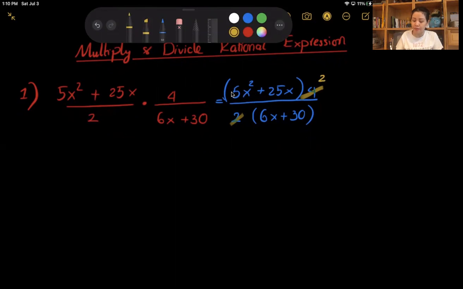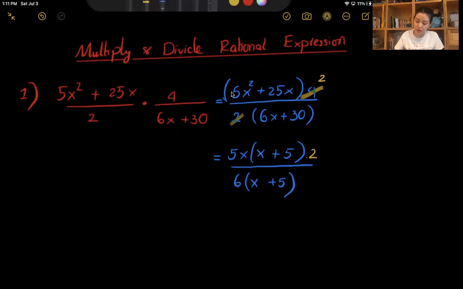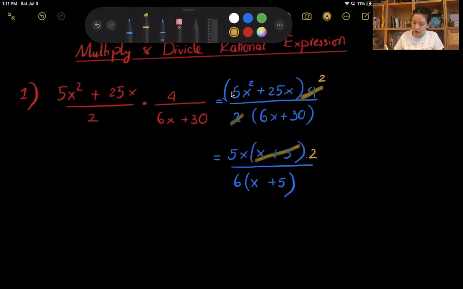What else can I do? I can factor out the top and I can factor out the bottom, right? So for the top, I can factor out 5x. After I factor out 5x, I have x plus 5, right? And then I'm going to just bring that 2 down here, divided by, and the bottom I can factor out the 6, right? 6 times, what's left is x plus 5. And wow, look at that. We can cancel some more, right? We can cancel x plus 5 on the top with the x plus 5 in the bottom.